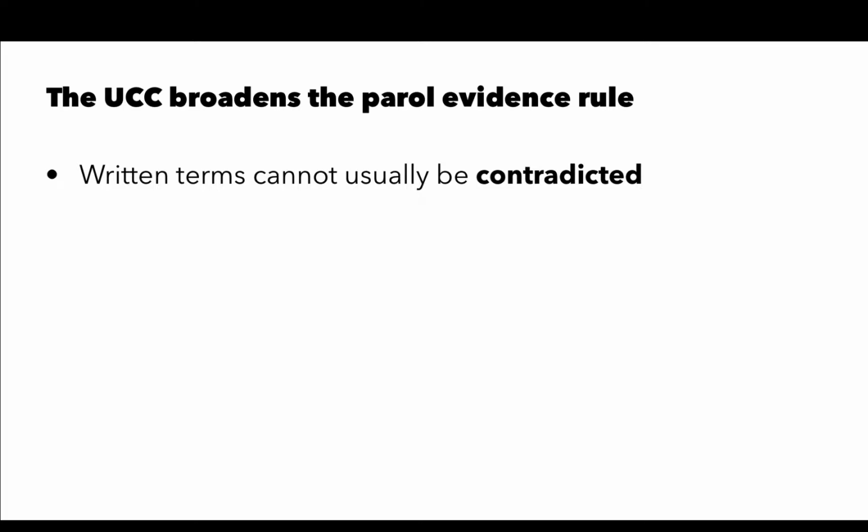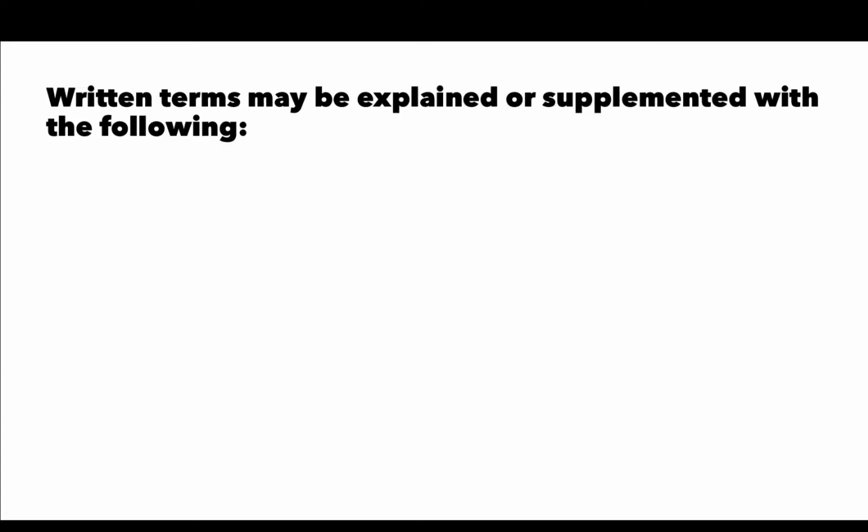Now, the UCC will broaden the parol evidence rule. It's not as draconian under the UCC. Written terms cannot usually be contradicted. However, interpretation may change the meaning of the contract. And when it comes to interpreting a contract, a court is not bound simply by the terms of the agreement, as they would be in a common law written agreement, but instead they can look at other features. So written terms can be explained or supplemented with certain other areas.